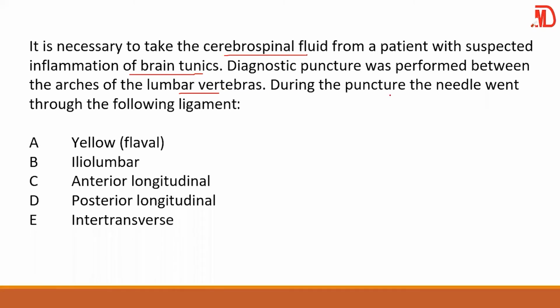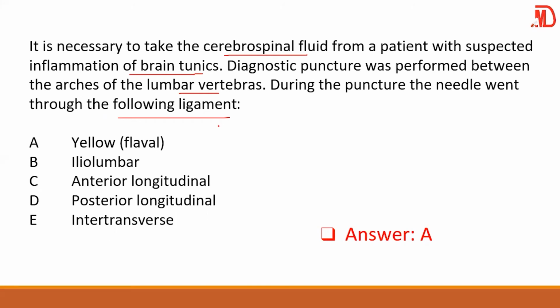Now, during the puncture, the needle went through the following ligament. So you ask yourself, what ligament can be found adjacent to these places? And here you are thinking of the yellow ligament, the ligamentum flavum, which is A.